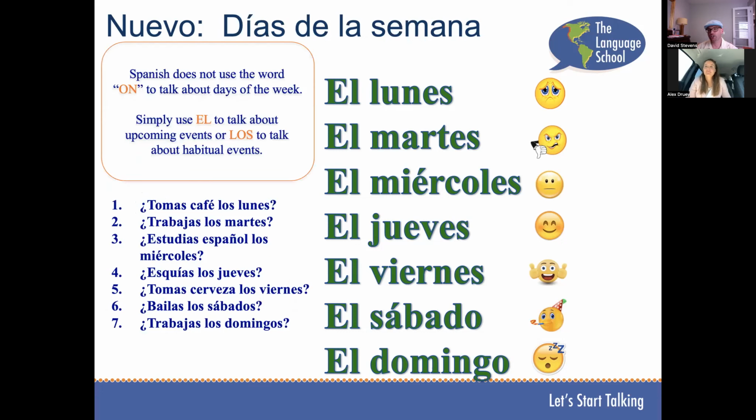Now, Spanish doesn't use the word on to talk about days of the week, like when we say I do something on Monday or on Tuesday. Spanish would either use the article el for a singular upcoming event or los for like a repeating event.